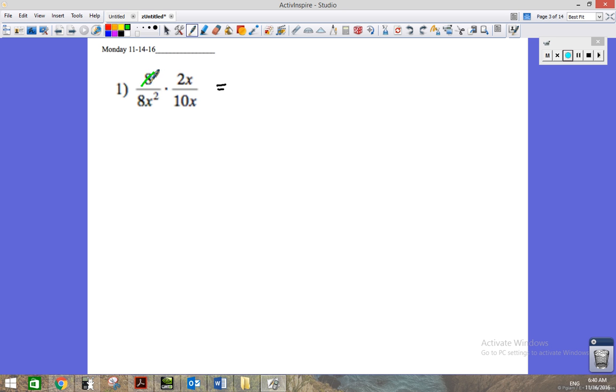I see that 8 divided by 8 is 1. And I see that x divided by x is 1. So in the numerator, I have 1 times 2 times 1, which is just 2. And in the denominator, I have 10 times x squared. But we know that we can rewrite the number 10 as 2 times 5.